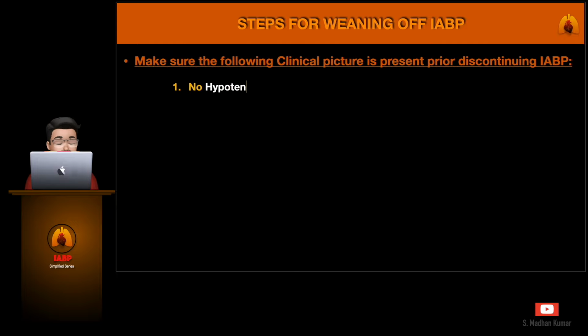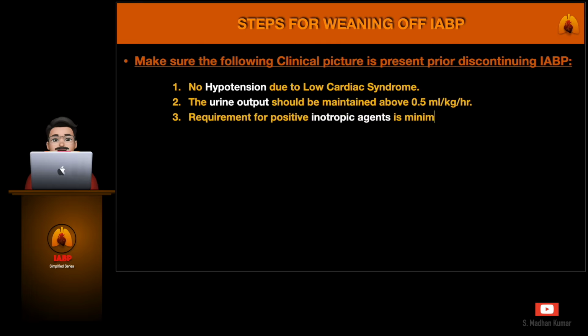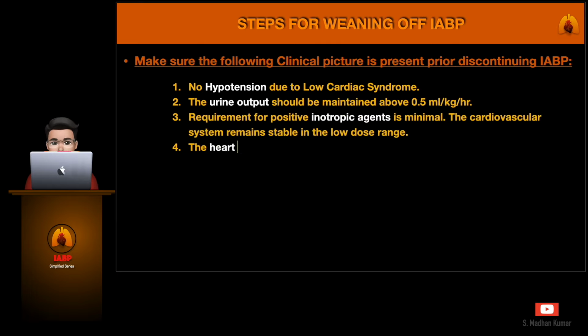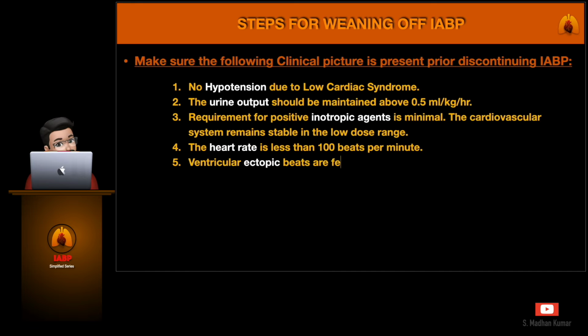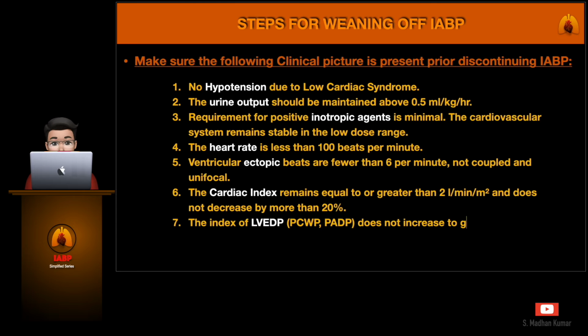Make sure the following clinical picture is present prior to discontinuing the IABP. No hypertension due to the low cardiac syndrome. The urine output should be maintained above 0.5 ml per kg per hour. Requirement for positive inotropic agents is minimal. The cardiovascular system remains stable in the low dose range. The heart rate is less than 100 beats per minute. Ventricular ectopic beats are fewer than 6 per minute, not coupled and unifocal.